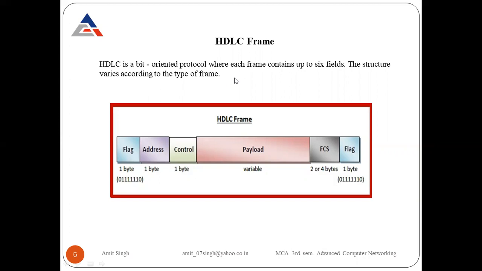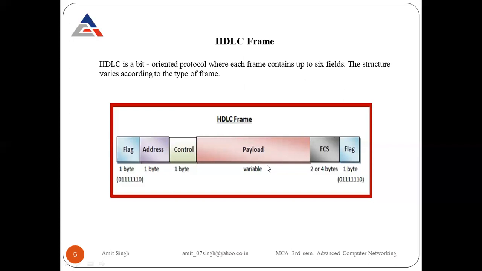The common frame format for HDLC is shown in your diagram. Now look here. The first part is the flag. Flag is 1 byte, and flag means a special pattern. Like here, it starts with 0, then 6 times 1, then ends with 0. Basically, it shows the start of your frame. Now the next is the address. It also contains 1 byte. The third one is the control. It also contains 1 byte.